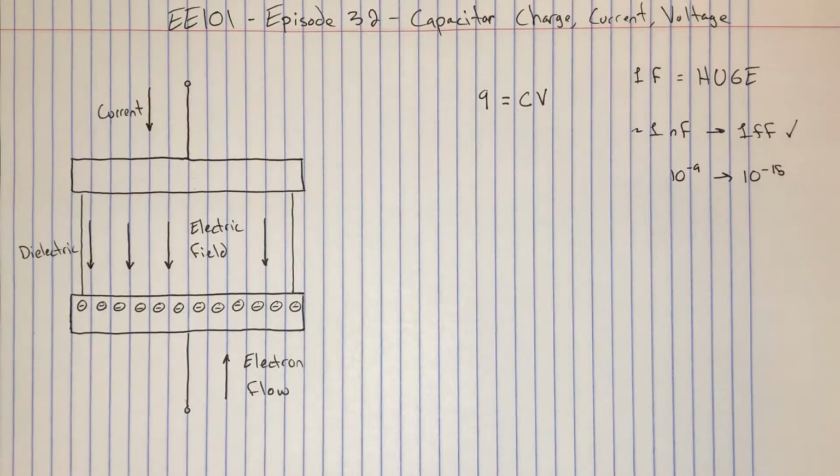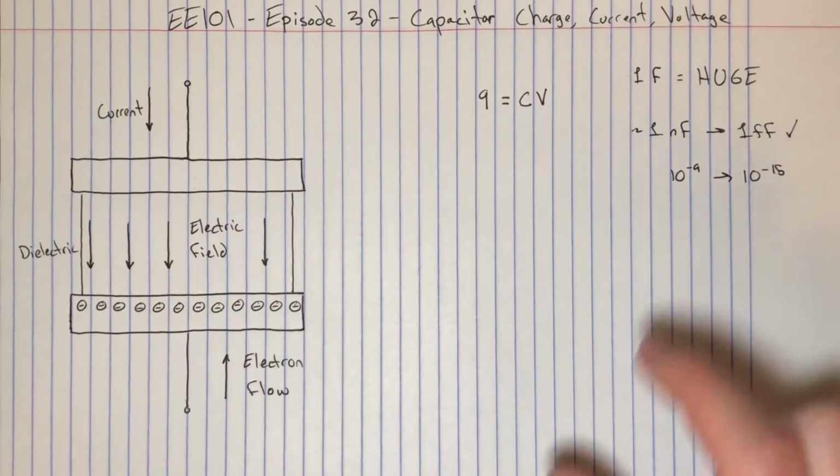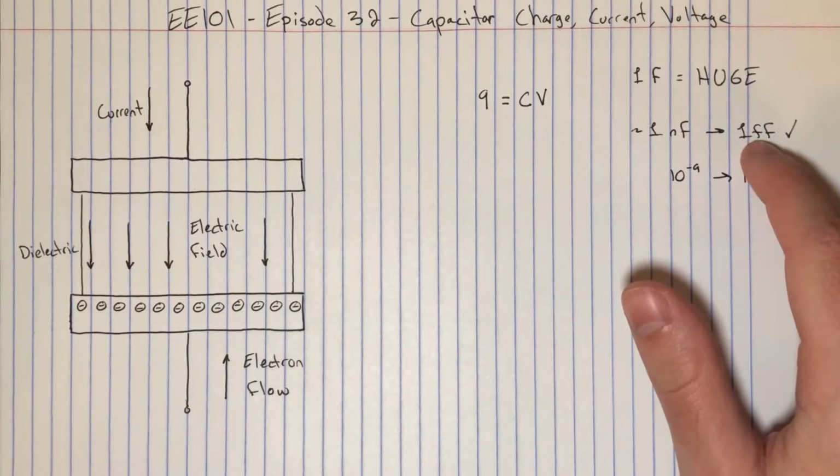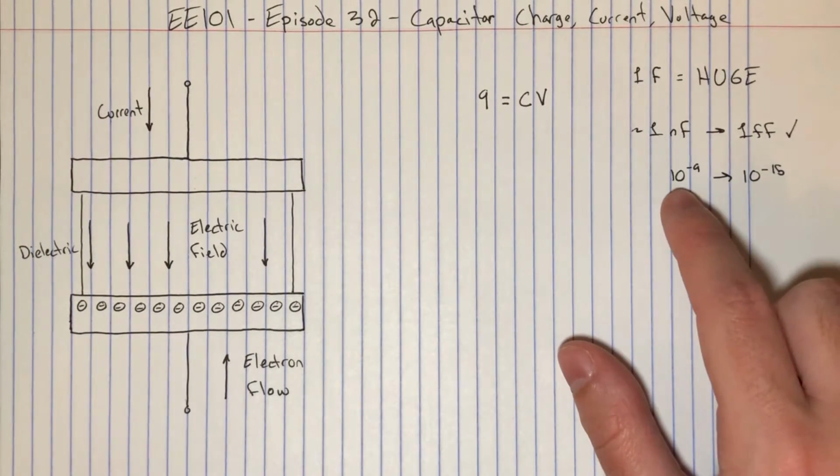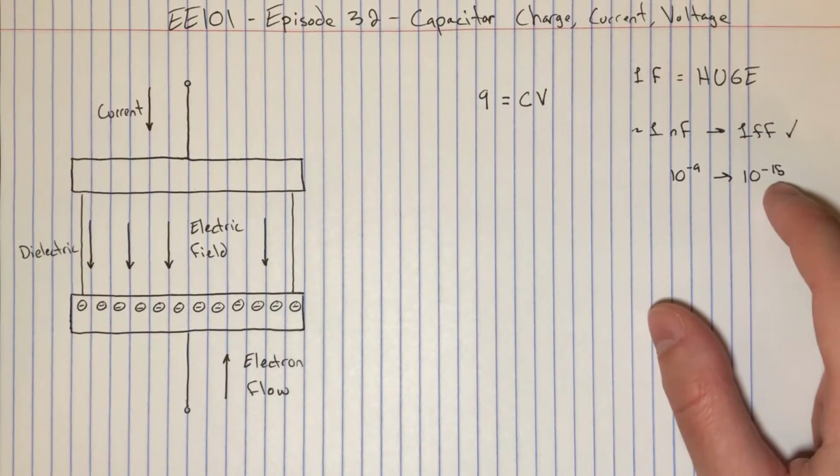As a side note, it just so happens that 1 farad is an absurdly large capacitance. And in most applications, we deal with values in the nanofarad to femtofarad range. In other words, roughly 10^-9 to 10^-15.